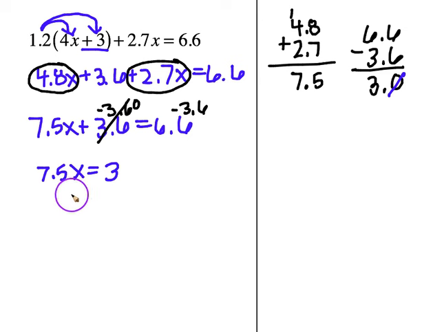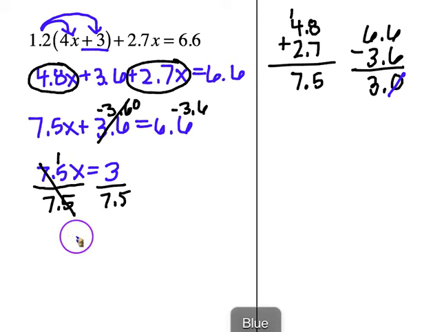Now the very last step would then be to get rid of your coefficient. Well, just a quick reminder, a coefficient is the number in front of the variable. So here we have 7 and 5 tenths x, which means 7 and 5 tenths times x. So the inverse operation would then be to divide both sides by 7 and 5 tenths. So here, 7 and 5 tenths divided by 7 and 5 tenths is just 1. 1 times x is x, leaving me with x equals 3 over 7.5. So notice here, not only do we have a fraction, but we also have a decimal.